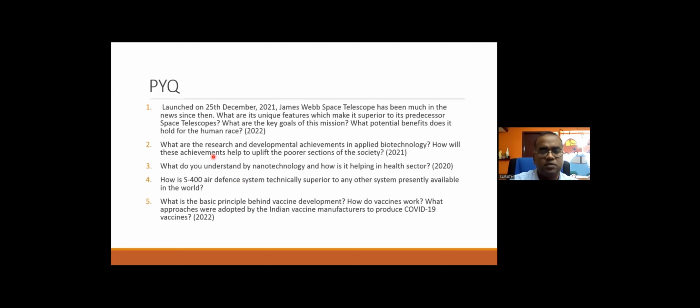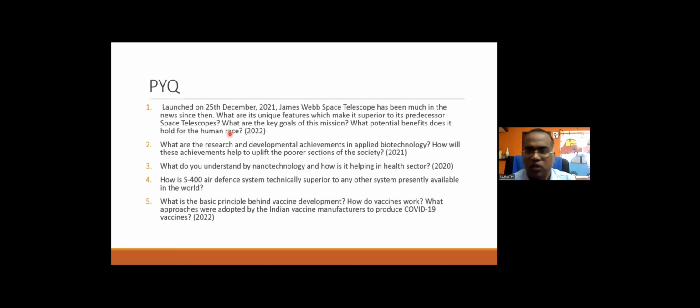Okay, now see this particular area. Launched on 25th December 2021, James Webb Space Telescope has been much in the news since then. What are its unique features which make it superior to its predecessor space telescopes? What are the key goals of this mission? What are the potential benefits it holds for the human race? So here the crux of the question is, what is the James Webb Space Telescope? What is the objective of this telescope? What are the applications of this telescope? If you know these things, you can easily say how it is superior to any other telescopes.